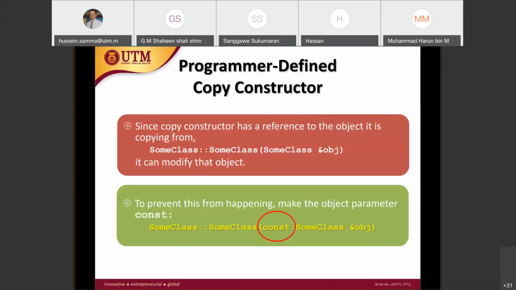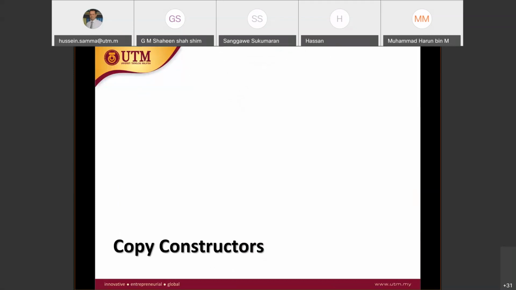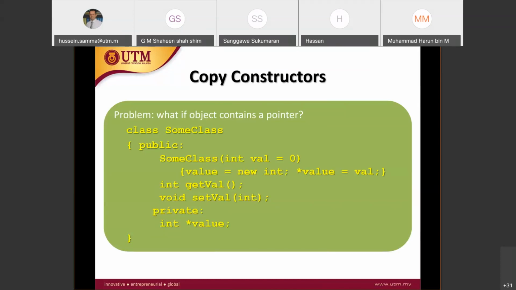So we have three types. We have the default constructor. We have the overloaded constructor. And we have another one, which is the copy constructors. Copy constructors come to solve this problem. What's the problem in case you have pointers inside your class?